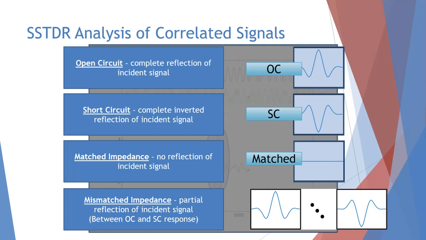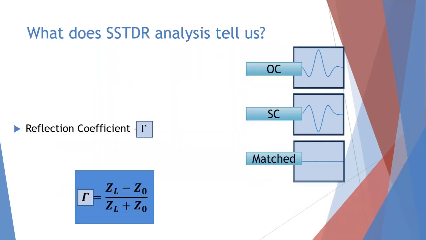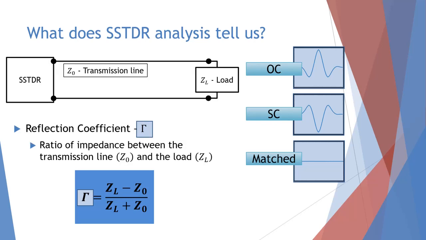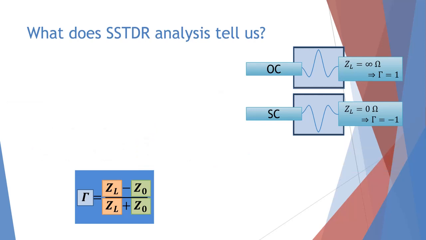So what are these actually telling us about the SSTDR analysis? They're actually giving us the reflection coefficient. Well, what is the reflection coefficient? It's the ratio between the impedance of the transmission line and the impedance of the load. In the open circuit case, the load impedance is infinity. In the short circuit case, the load impedance is 0. And in the matched case, the load impedance equals that of the transmission line. So I'm going to highlight the open circuit and short circuit and move on.